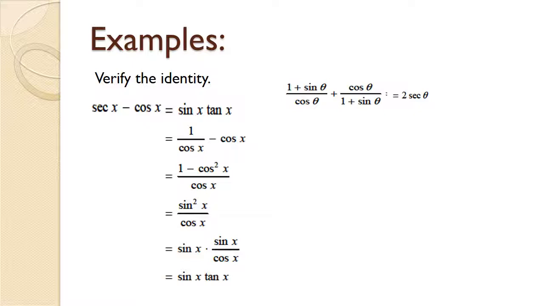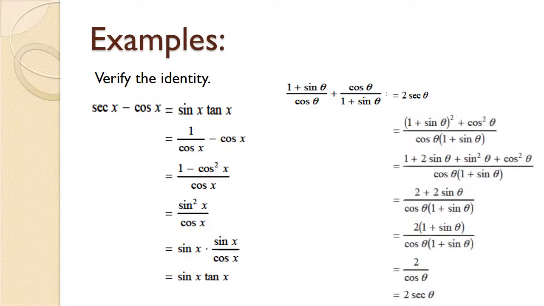Another thing you could have done if you got stuck at sine squared of x over cosine x is work with the right-hand side. Because if you turn the tangent into sine x over cosine x, you'll get sine squared of x over cosine x. So that would be a case of meeting in the middle.